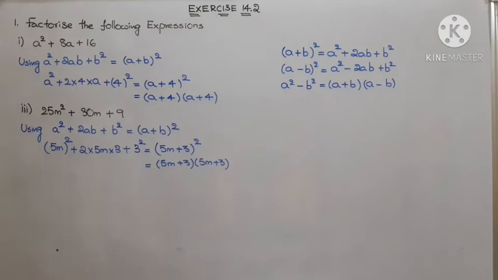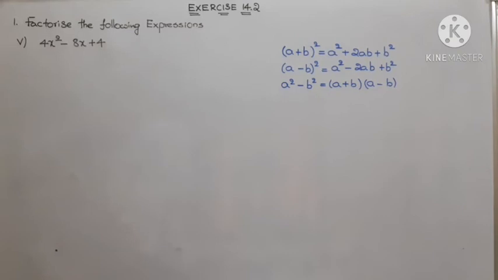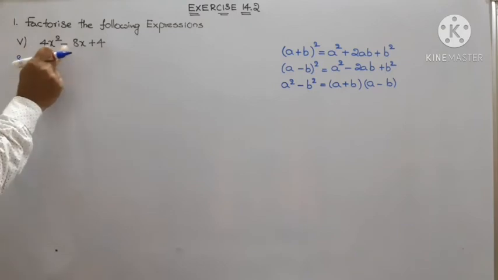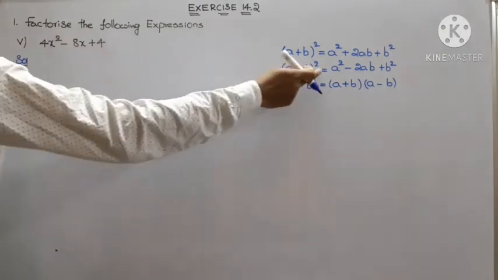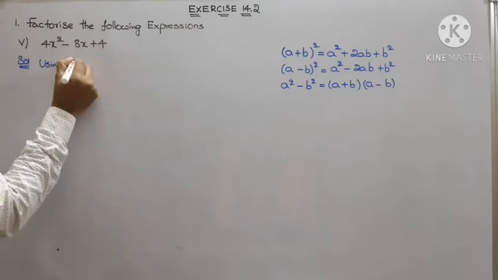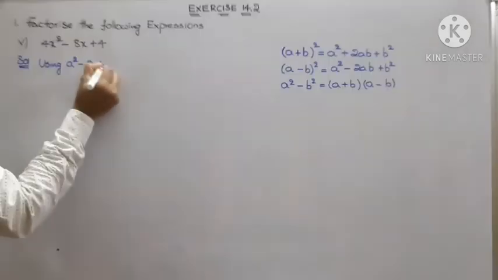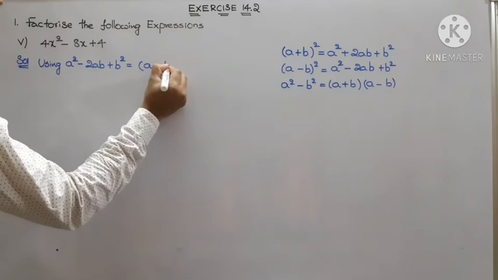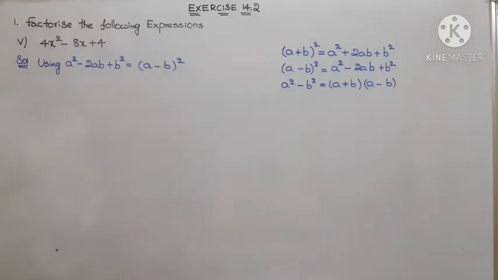Now I am moving to the fifth one, children. So check the board carefully. 4x square minus 8x plus 4. Just like the previous questions, we can see that 4x square minus 8x plus 4 is quite similar to the second identity, a square minus 2ab plus b square. So using a square minus 2ab plus b square is equal to a minus b whole square.